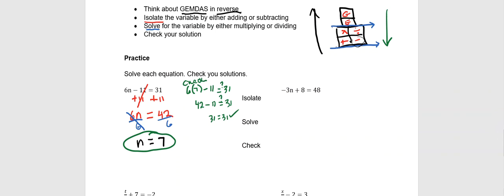So we're going to think ground up from the bottom up with GEMDAS, undoing operations from the ground up with inverse operations. And that first step of adding or subtracting, the inverse of the bottom level of GEMDAS, is typically going to get us to the variable term being isolated, being all alone, which then gives us a one-step equation, which we can move on to solving with the inverse operation of either multiplying or dividing.